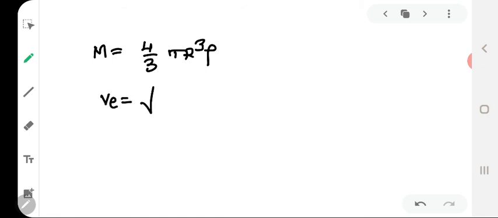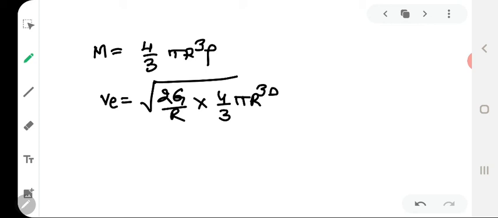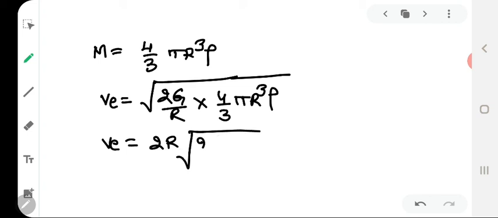Further, if we assume the mass of the Earth M to be given by 4 by 3 pi r cube into density, that is given by rho, then VE will be equal to root over 2G by r into 4 by 3 pi r cube into rho. So eventually we will get VE to be equal to 2r root over 2 pi G rho by 3. So it is the expression for the escape velocity in terms of the density and radius of the Earth.